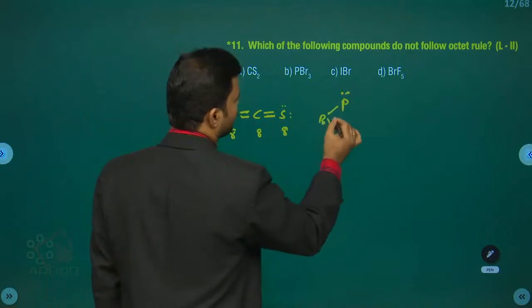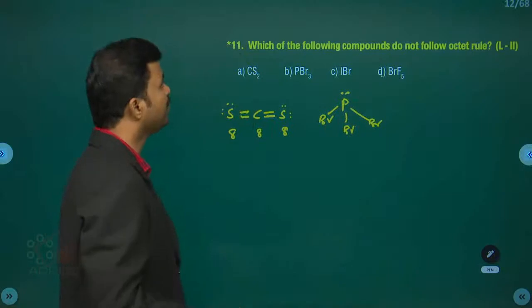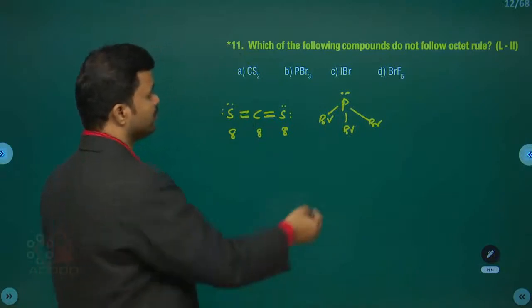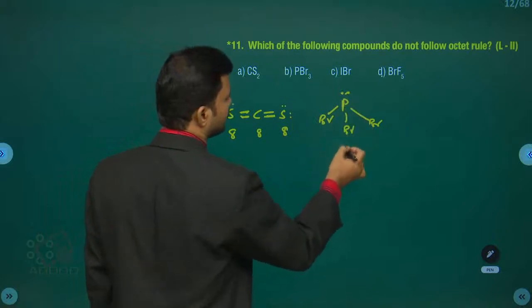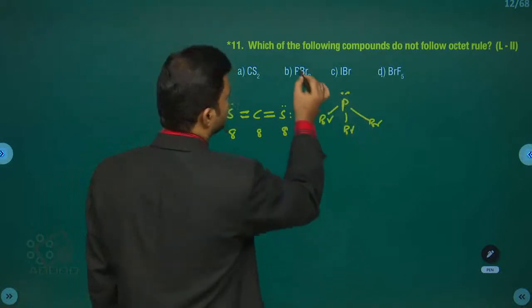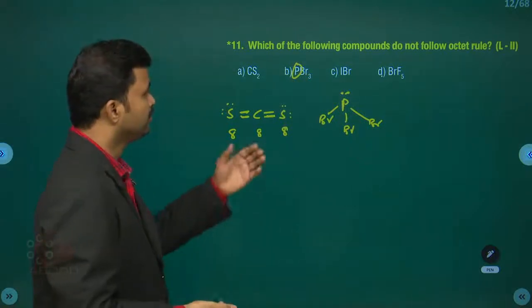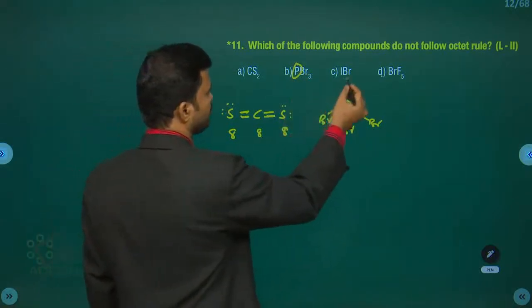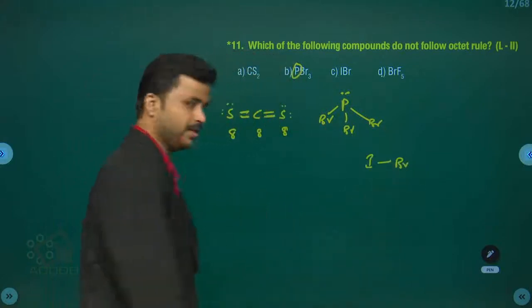Phosphorus tribromide. Here, phosphorus, how many electrons? That is 6, 7, 8. Correct? Phosphorus, the central atom, is having 8 electrons.